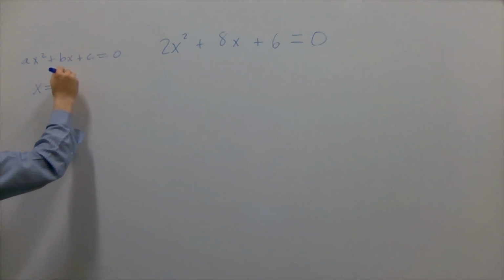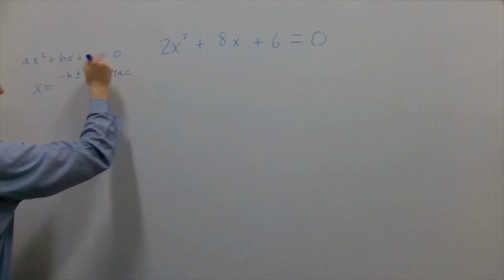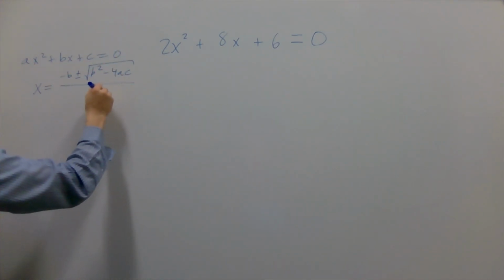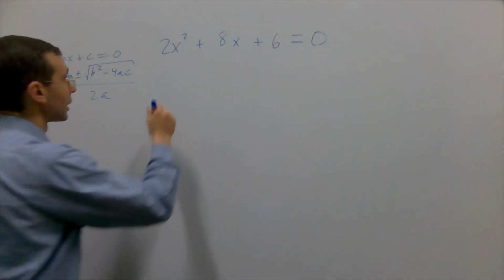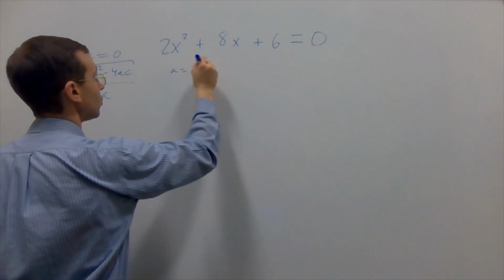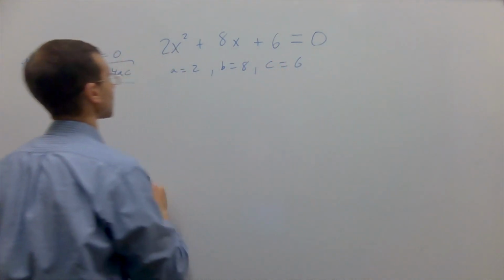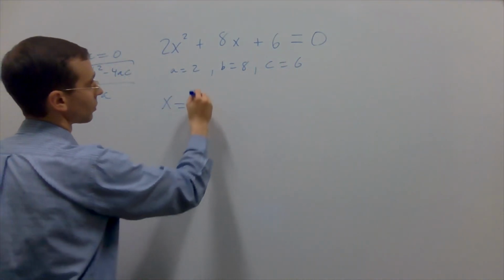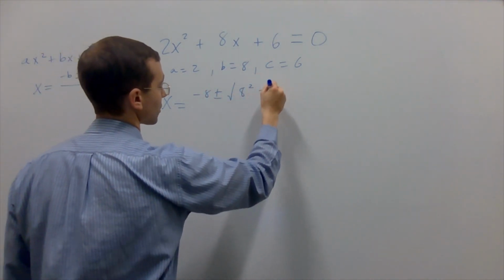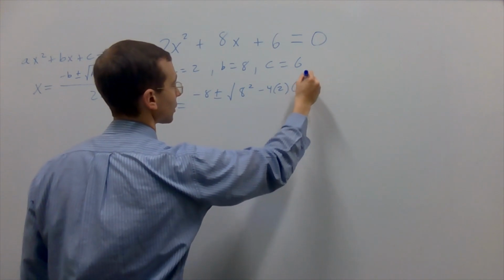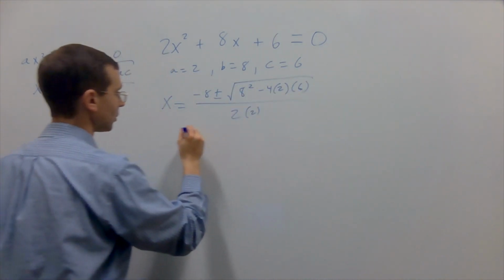x equals negative b plus or minus the square root of b squared minus 4ac all over 2a. Right? So that's the quadratic formula. Let's apply it here. We see that a equals 2, b equals 8, c equals 6. So that our x will equal negative 8 plus or minus the square root of 8 squared minus 4 times 2 times 6 all over 2 times 2.